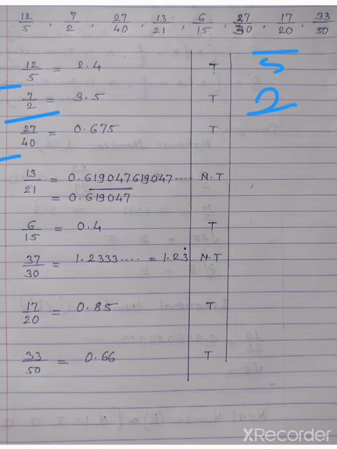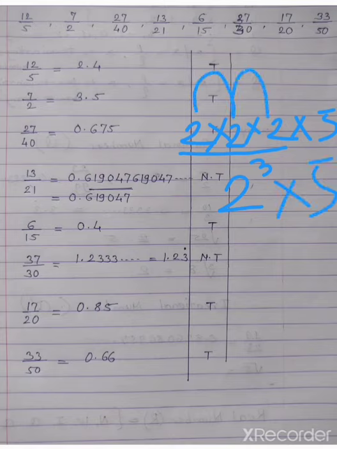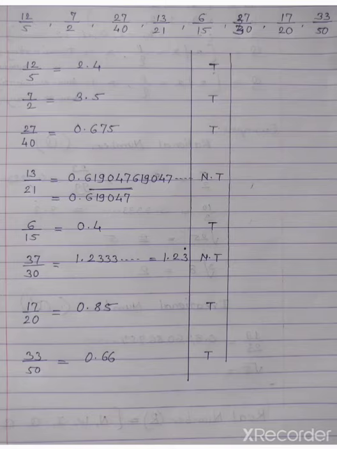Here 40. This 40 we can write in the form of 2 into 2 into 2 into 5, which is equal to 2 cube into 5. See here, 2 2s are 4, 4 2s are 8, and 8 5s are 40. So we can write 2 into 2 into 2 as 2 cube. Similarly, write the prime factors of 21. So it is 3 into 7. 3 7s are 21.